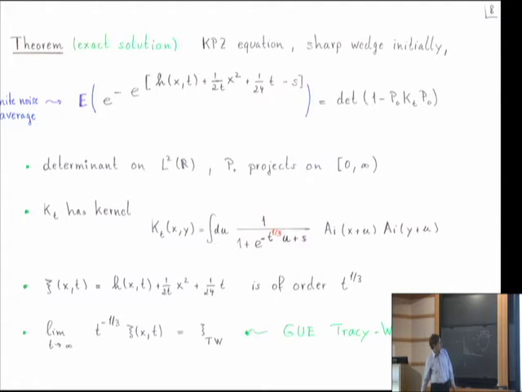Okay, so now let's see what we can do. Here's the theorem. There are various versions of it, but I like this one because it's actually written in one of our papers, and it has the advantage that it's presumably the most concise formula. I take this KPZ equation with sharp wedge initial data, and the claim is that I can compute this very particular generating function. This is now the height at time t.